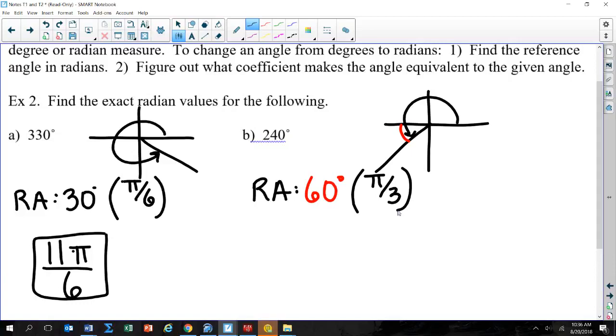Now, what would I multiply 60 by in order to get 240? 6 times what is 24? 4. So 60 times what is 240? 4, right? 6 times 4 is 24, so I just slap a 0 on the end. So 4 times 60 is 240, right? So we have 4 pi over 3.